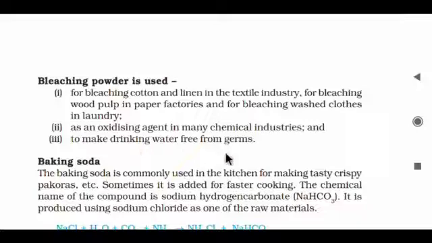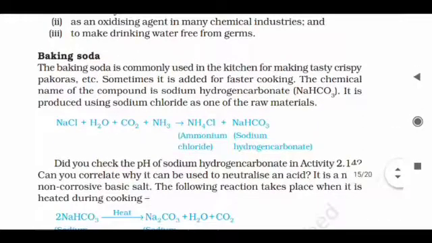It is also used for cleaning drinking water. This one is baking soda. Baking soda is commonly used in the kitchen for making tasty, crispy pakoras, etc. Sometimes it is added for faster cooking. The chemical name of the compound is sodium hydrogen carbonate.